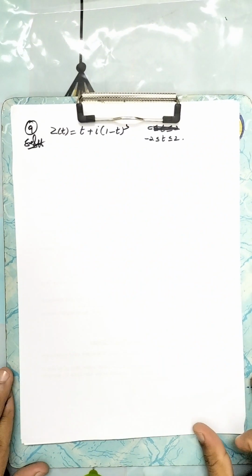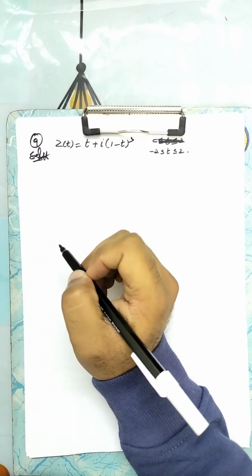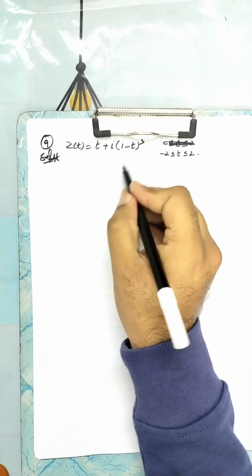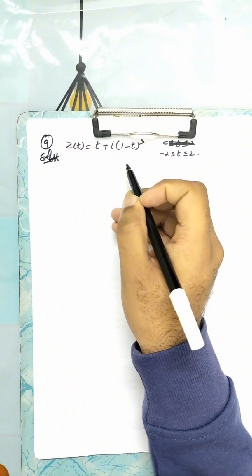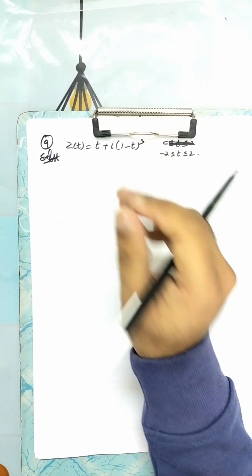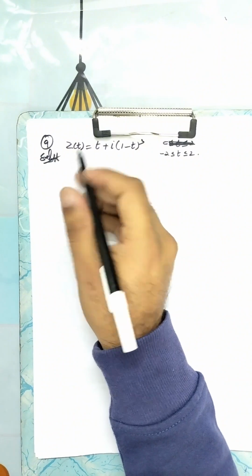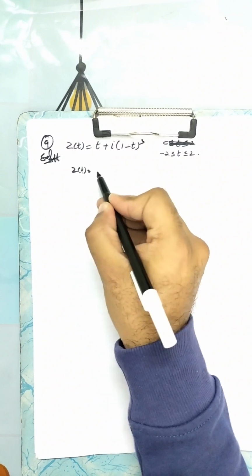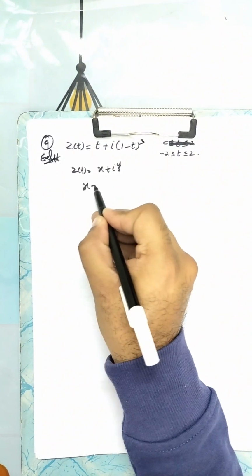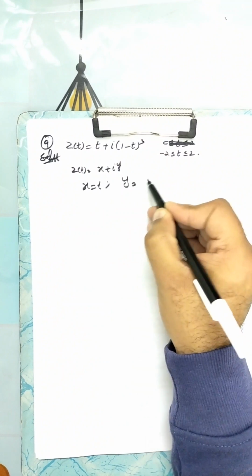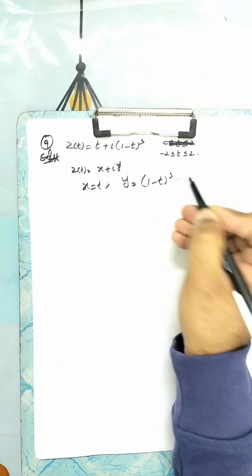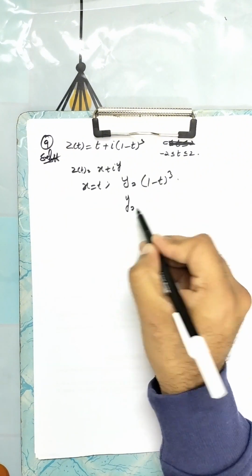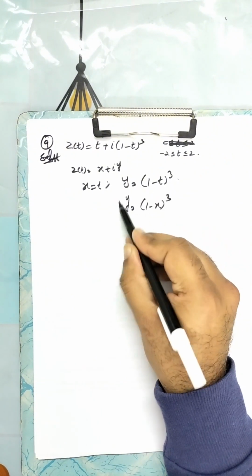Now let us start with question number 9. In question number 9, again the same steps are performed here. We first separate the real and imaginary parts, and here the real and imaginary parts are already separated. So comparing this equation to x + iy, x is equal to t and y is equal to (1 - t)³. So if we put the t here, y is equal to (1 - x)³.